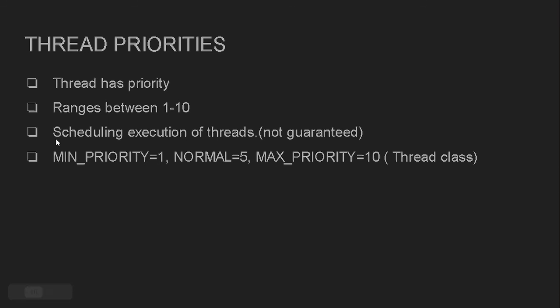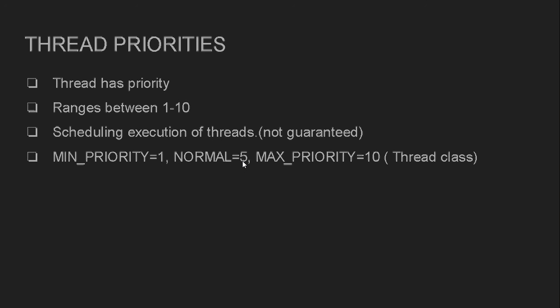Then after that, we have thread priority. Every thread in Java has its own priority, and the range of the priority is from 1 to 10. Priority is used when you are trying to schedule the execution of a thread, when we want one thread to execute before some other thread. Even so, priority is not going to guarantee the scheduling of particular threads, but still sometimes the program will execute as expected.